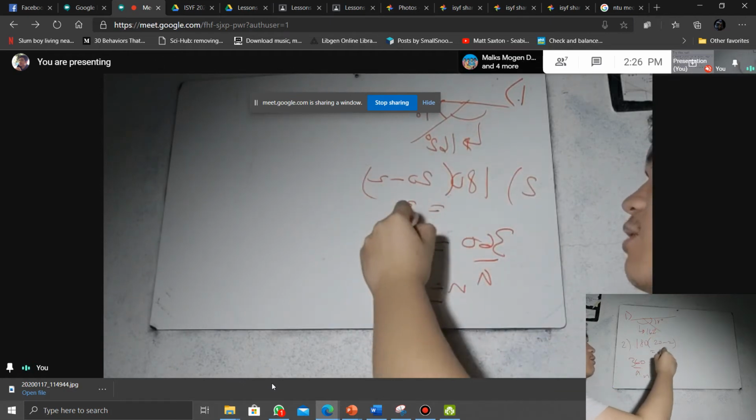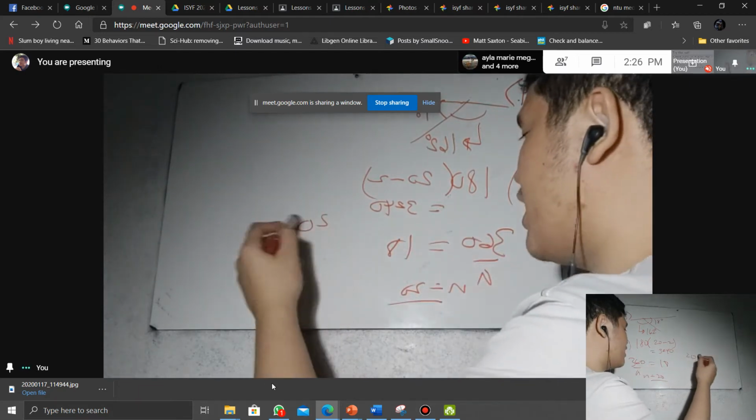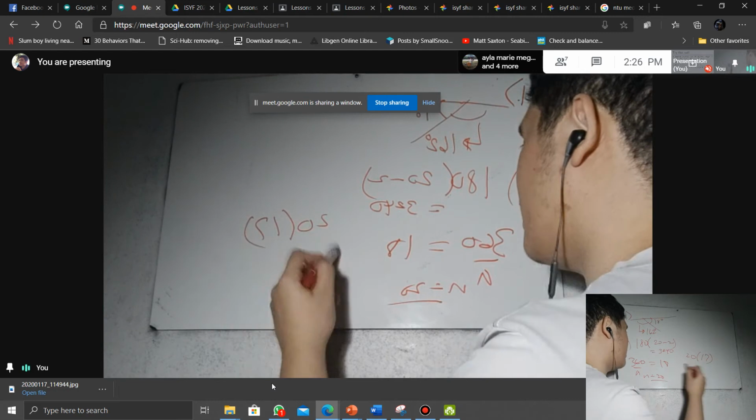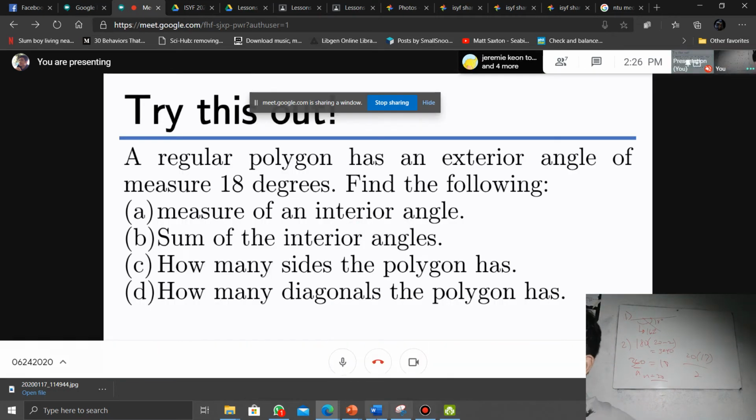And lastly, how many diagonals, alam na natin kung ilan yung sides. 20 times 17 over 2 equals 170. Good job. Okay. Ngayon, let's move on to the next slide.